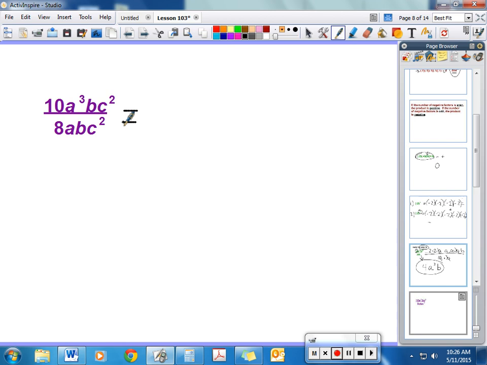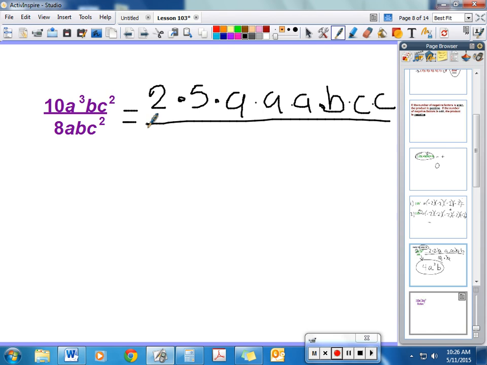Again, write out the prime factorization of your number. So 10 is 2 times 5. We have a times a times a times b times c times c. Put that all over 8, which would be 2 times 2 times 2 times a times b times c times c.